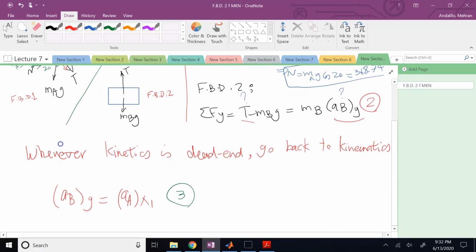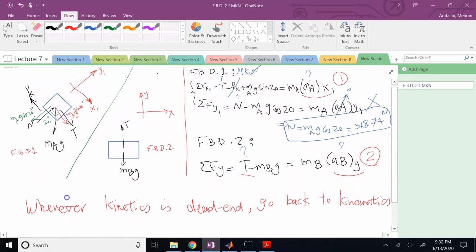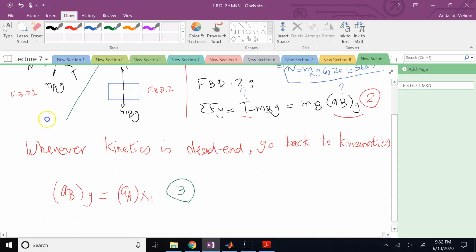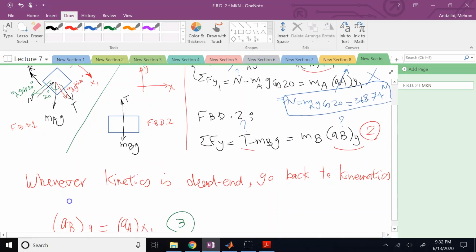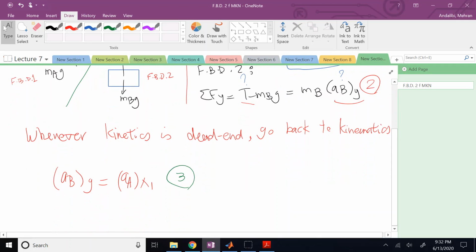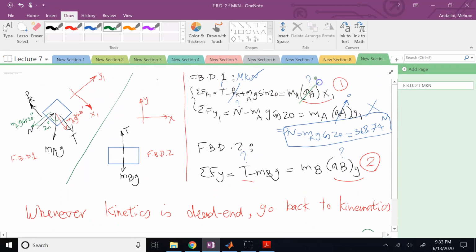And now, if I combine 1, 2, and 3, I have 3 equations, 3 unknowns. I can easily get all 3. All I need to do is to subtract 1 from 2. If I subtract 1 from 2, the T is going to go away. So I put this 3 back in 2. It gives me T minus mbg is going to be mb times a. I would call both of them A if you don't mind, since they are the same number. So it's going to be MB times A. And this is equation 4.